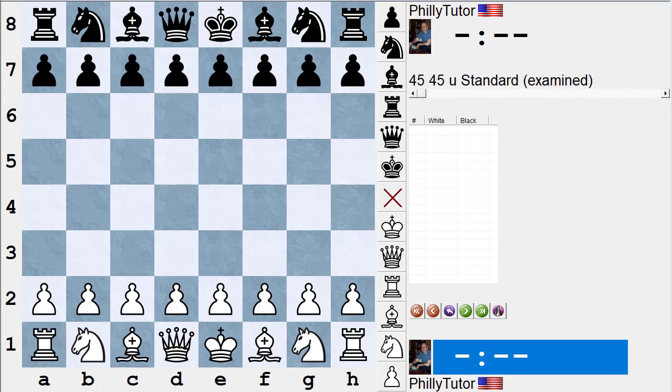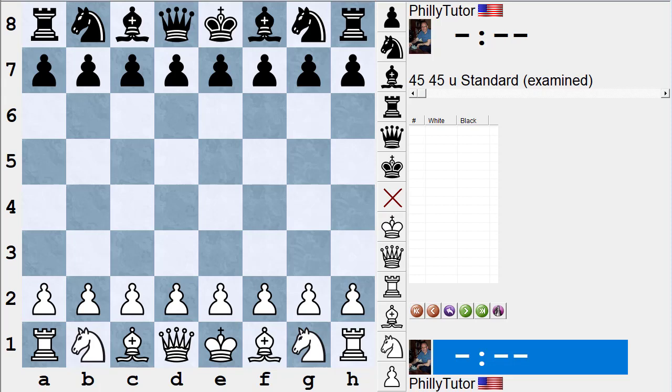These days with increments and time delays, you never see a good player lose a game on time, unless he's already dead lost and he's just looking for a way to get back in the game. Anything else would be somebody falling asleep or something like that, because you just don't see that anymore. Good players would never do that.